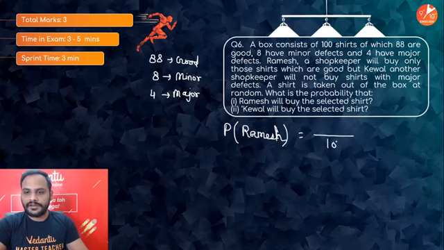So out of these 100 shirts, for Ramesh only 88 are favorable because he wants only good shirts. So I can say, sir, the answer will be 22 upon 25.